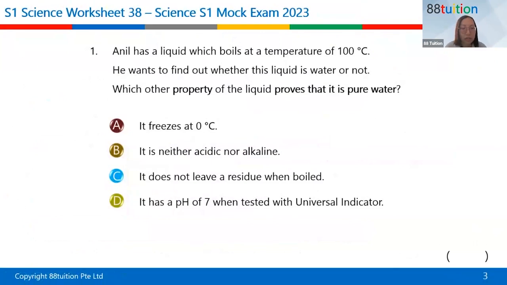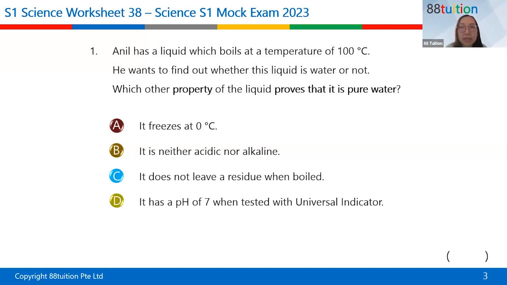All right, so we'll start. Anil has a liquid which boils at a temperature of 100 degrees Celsius. He wants to find out whether this liquid is pure water or not. So what other property of the liquid will actually determine that it is pure water? Can I get the other three people to submit your answer right now into the chat?